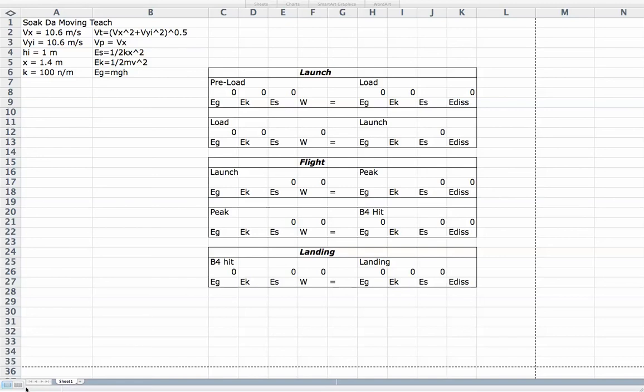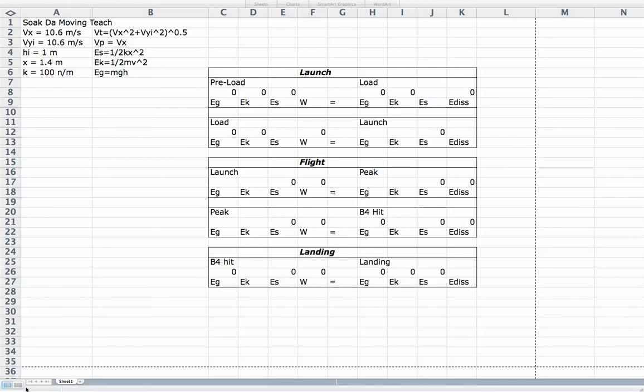I thought I might show you how I would use Excel to do energy analysis. So you might want to pause this for a moment and look at how I have it set up. What I tried to do is, I made up values for what the x and y velocity would be. You would get this from your Logger Pro analysis, and then I assumed that the height that it left the launcher would be 1 meter, and that you would pull back the stretchy part 1.4 meters.